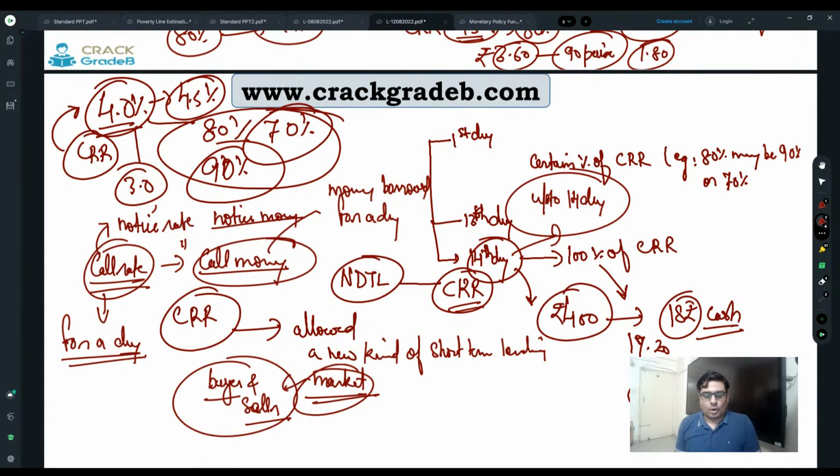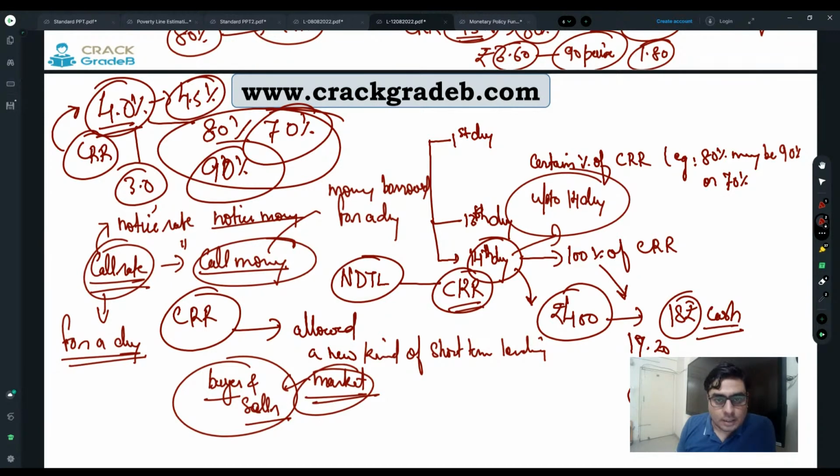Now see, I told you this CRR, actually the CRR is not a kind of primary tool used for the purpose of monetary policy. Like in Hindu mythology, there is a Brahmastra, right? So CRR is a kind of Brahmastra. When the other things are not going to work, or you want to make a big impact all of a sudden, then you are going to use this CRR.